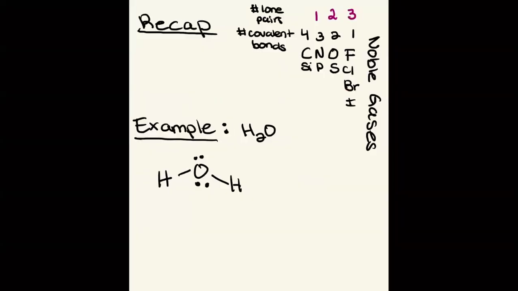So, at this point in the semester, you should definitely know that when I have nonmetals bonded to other nonmetals, I should know the number of bonds that they're going to form, depending on their location on the periodic table. And I should know the number of lone pairs that are also present. So, for example, oxygen in H2O, water, has two covalent bonds, just like I'd expect, and two lone pairs.